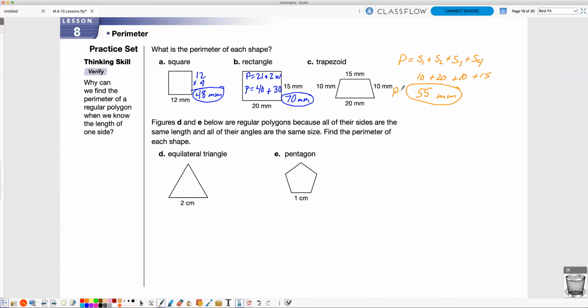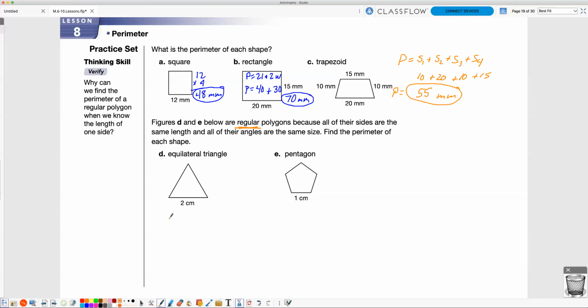So perimeter equals 55. Figures D and E below are regular polygons. That means they're very regular in that they all have the same side lengths, and they have the same angles. So they're regular polygons because all their sides are the same length and all their angles are the same size. Find the perimeter of each shape. So if one of these sides is 2, that means all of the sides are 2. Go ahead and answer letter D.